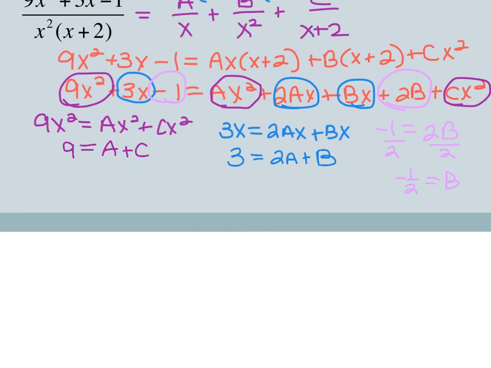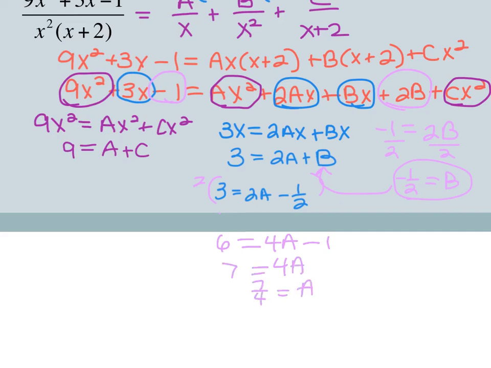so b would equal negative 1/2. And then I'm going to take that, plug it into the one with the b. So I get 3 equals 2a minus 1/2. I can add the 1/2. I could multiply it all by 2. However you need to do it so that you make sure you're careful with your fractions is totally up to you. If I multiply everything by 2, this is 6 equals 4a minus 1. 4a would equal 7, and a would equal 7 over 4.